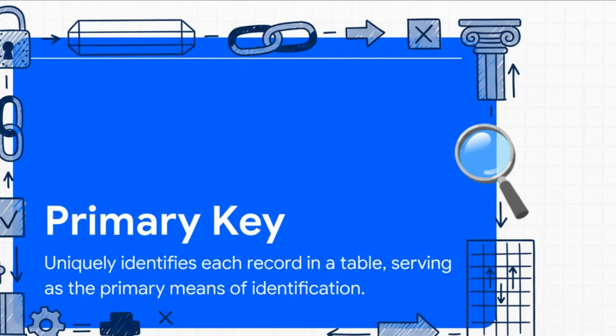This is the king. It's the ultimate unique identifier for every single row in a table. It has to be unique, and it can never, ever be empty. Think of it like a social security number for a person or the VIN on a car. It's the one thing that says, this is that specific record and no other.